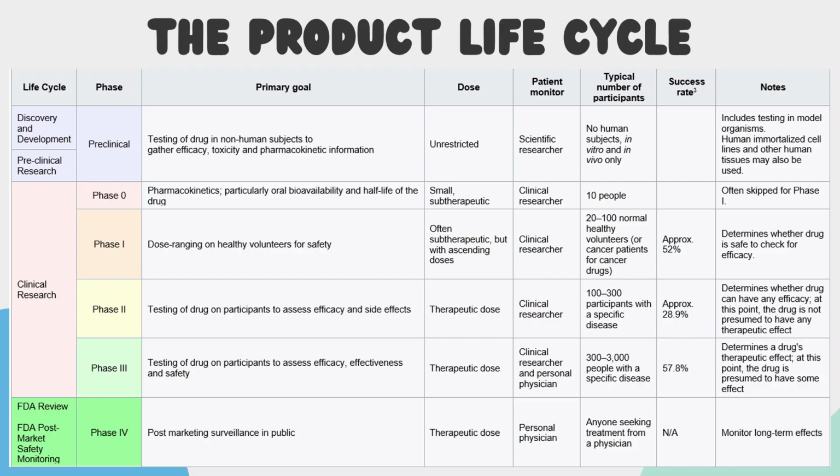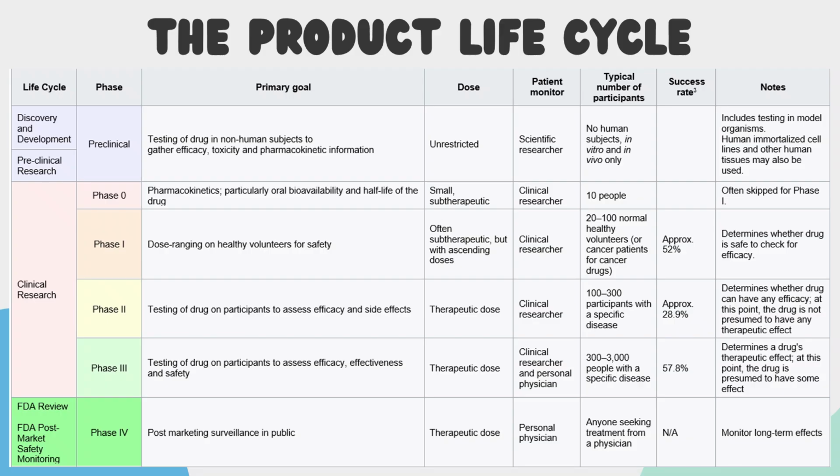Phase 1. This is the safety check. The drug is given to about 20 to 100 healthy volunteers using ascending doses. Goal: to find the maximum safe dose without serious side effects. Success rate around 52%.